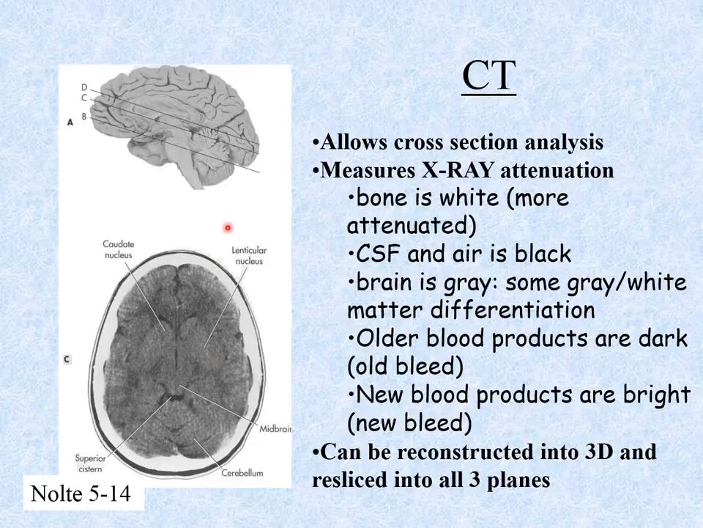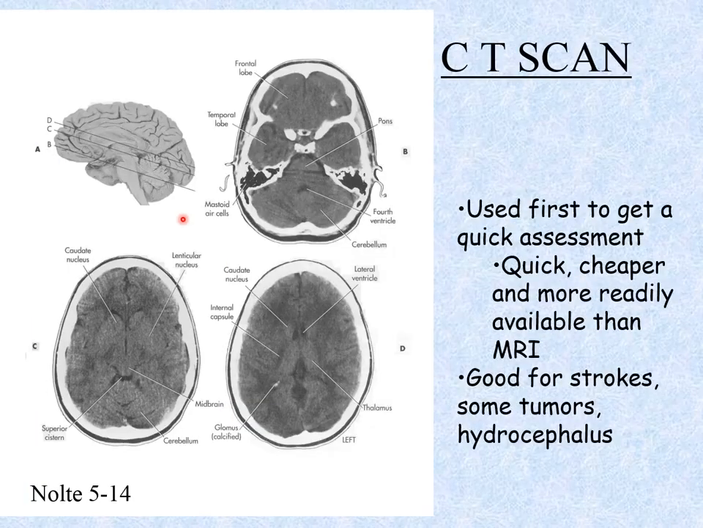And these can be reconstructed from 2 dimensions into 3 dimensions. We see here the multiple slices through this particular brain, and we see lower down near the base of the brain, the bony structure, as well as the frontal lobe, temporal lobe, and cerebellum. We can see the 4th ventricle here, and we see the pons, the portion of the brainstem.